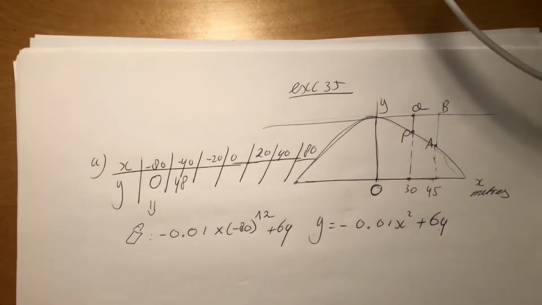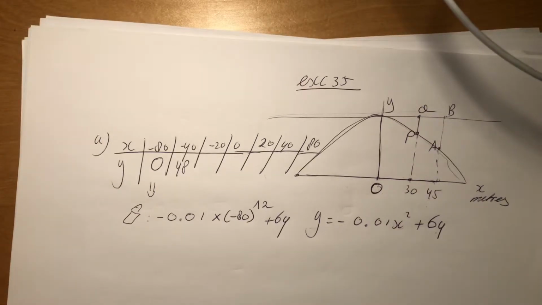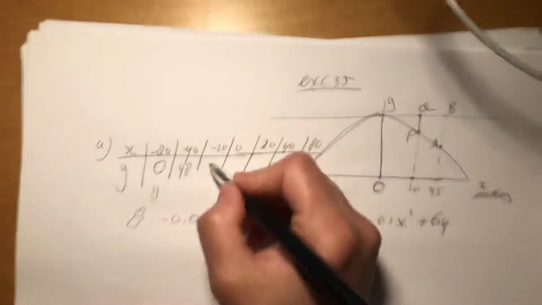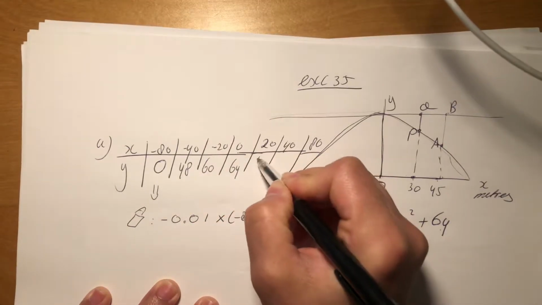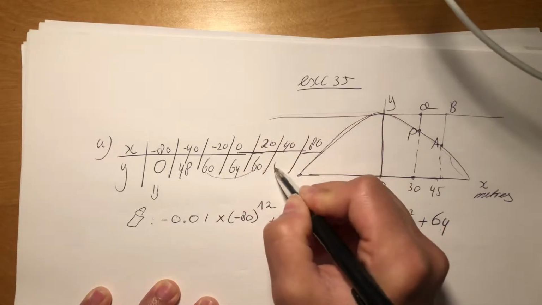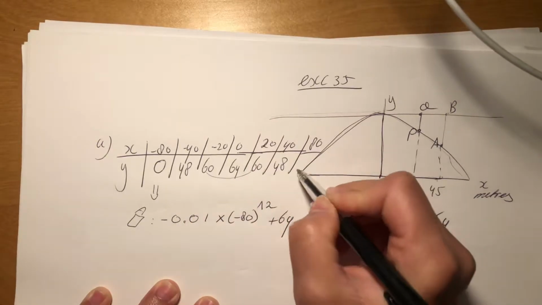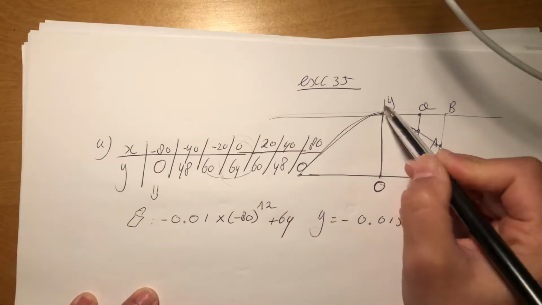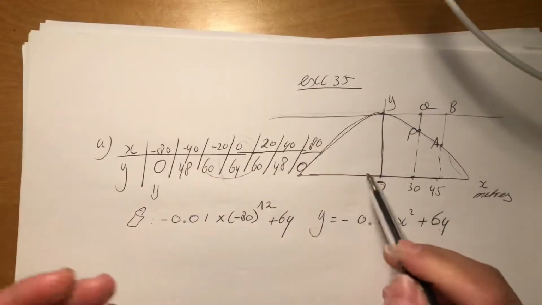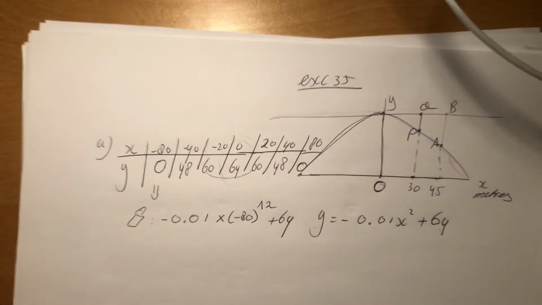Now, pause the video and fill it in for yourself. Okay, now you're back. I'm not going to show everything, but you must have 0, 48, 64, 48 again, and then you can work with the symmetry and you get 0 again on this side as well. So the highest point you see already is at x is 0, which is 64, which we could already predict because we could see it in the sketch.